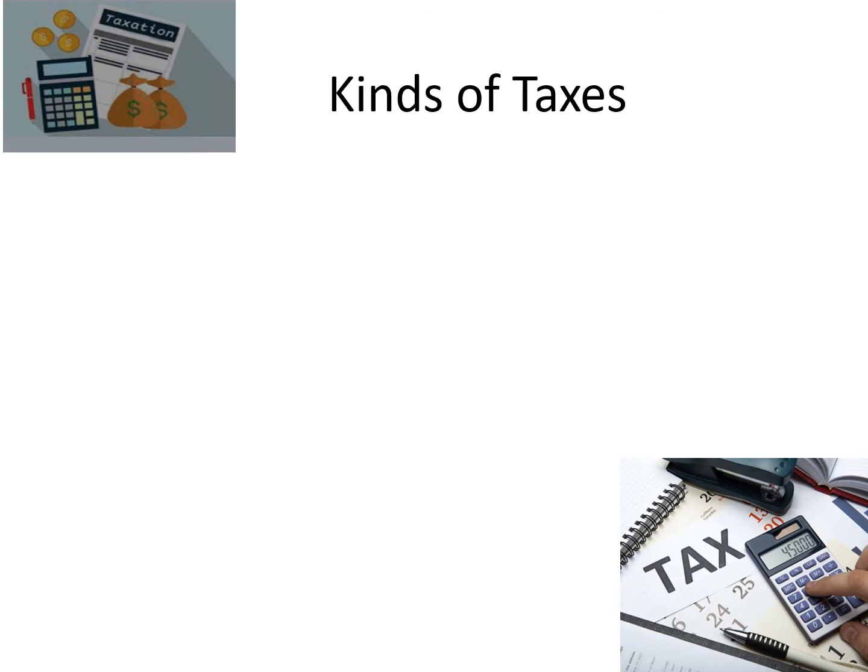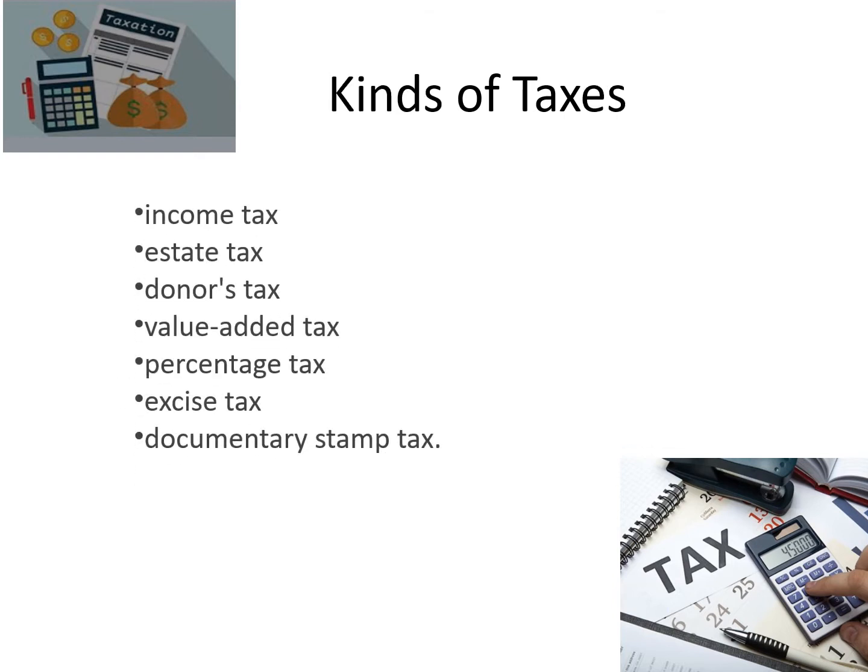So we also have different kinds of tax. Number one is the income tax. Income tax is the one that we will be tackling for this video. We also have the estate tax. The estate tax, or the tax of the dead. Why? Because these are normally for the inheritance. Okay, and then we also have the donor's tax. These are for our donations. But we wouldn't be focusing on the estate tax and the donor's tax.